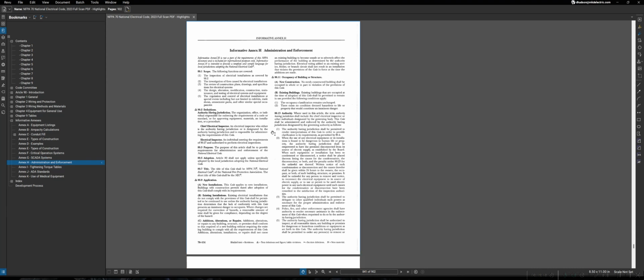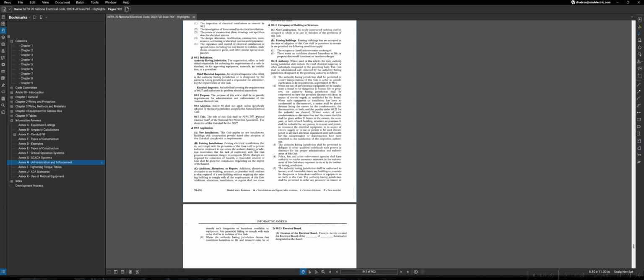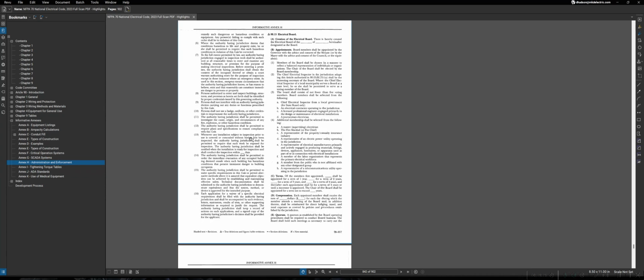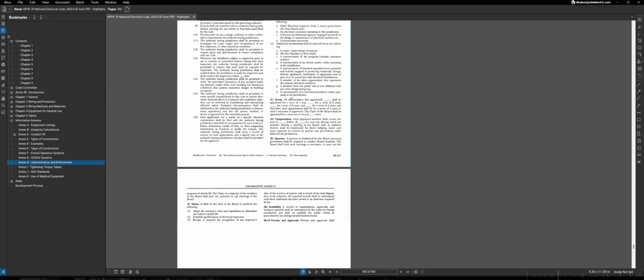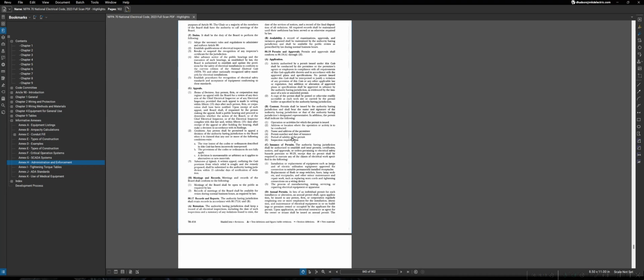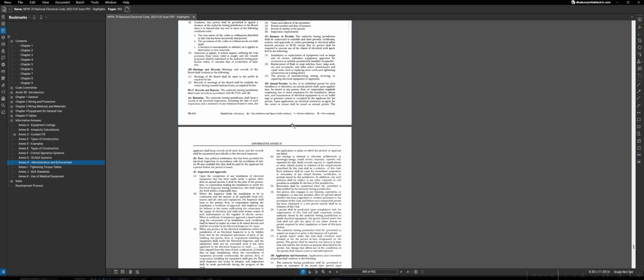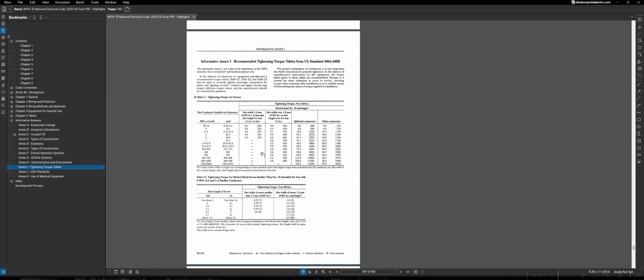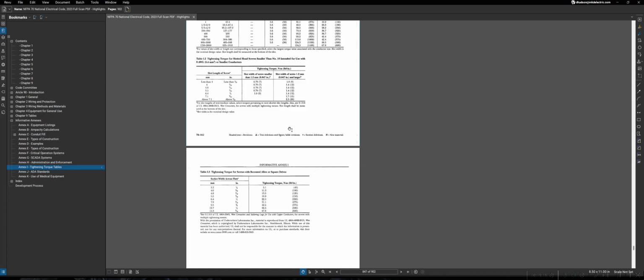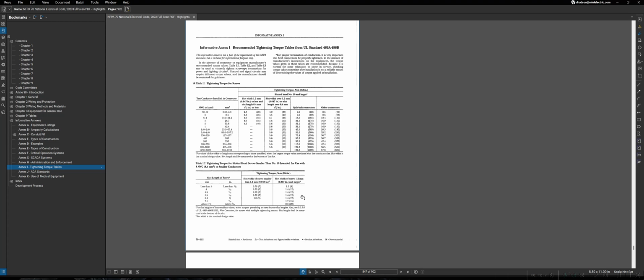Annex H includes verbiage and recommendations and other topics that a jurisdiction or municipality may wish to include in their legal language when adopting the NEC. If you scroll through here and read some of these items, it will give definitions of different positions, ways in which to appoint or nominate members of those different organizations, how to perform inspections, how to handle permitting, and other things. Annex I provides tightening torques for different types of screws, set sockets, things of that nature.